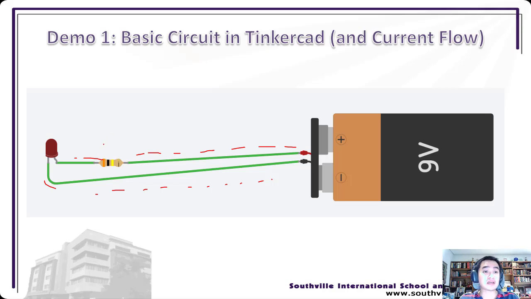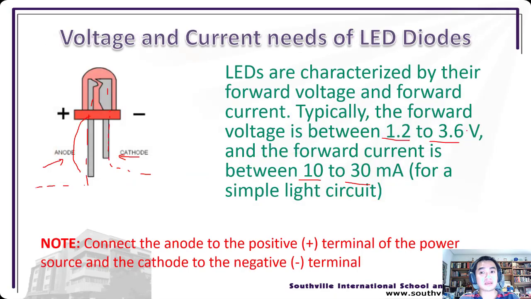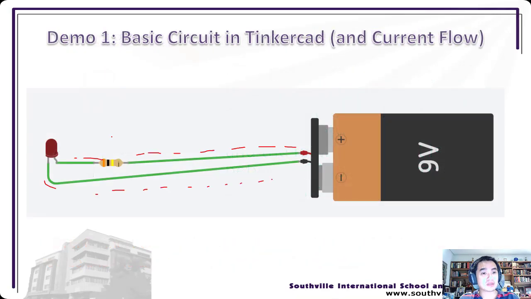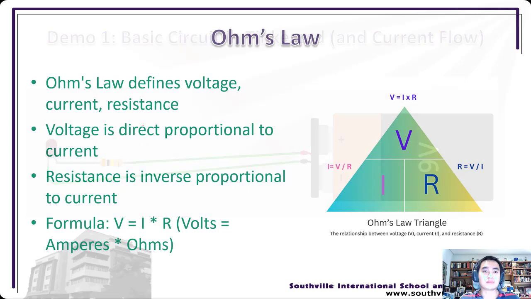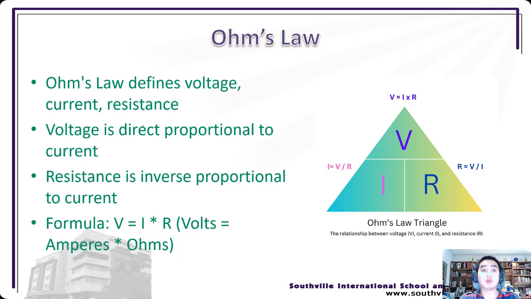Now, the question is how much. We know the voltage we want, we know the amperes. This is now what we're going to check, the question mark. How much resistance do I put? If I know this is a 9-volt battery, and I know the LED can take 1.2 volts to 3.6 volts, what do I put here? Well, there is something called Ohm's law. Ohm's law is the relationship between voltage, current, and resistance, and this allows us to compute how much resistance we have to put.